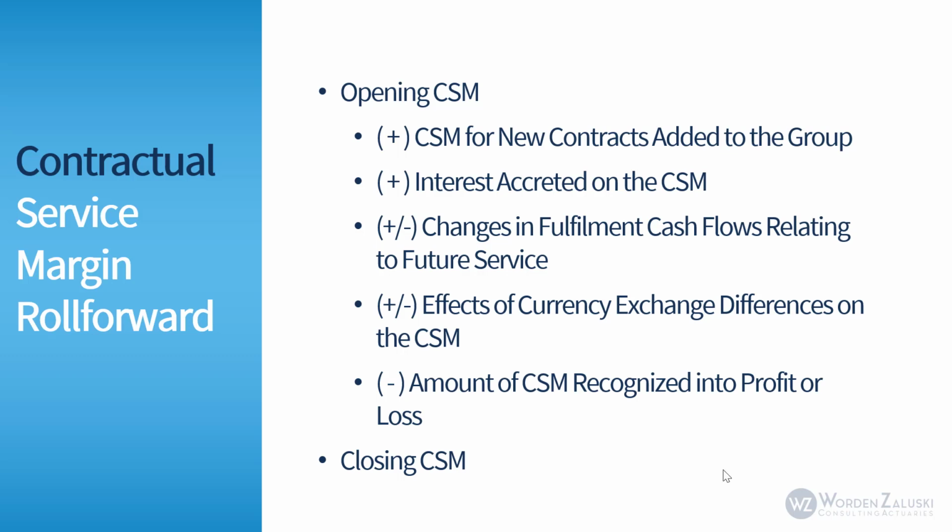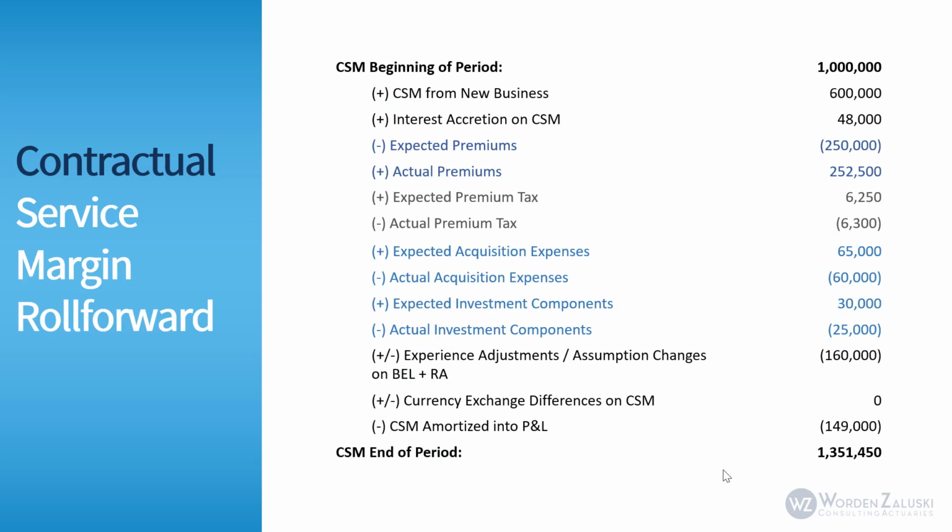So let's look at a simple example. This example illustrates the CSM roll forward during the period. At the top here, we have the CSM at the beginning of the period. For a new group of insurance contracts, this would be 0. But we're assuming that we already have an open group and it's still open for new business to be added during the period. In this case, the beginning period CSM was $1 million.